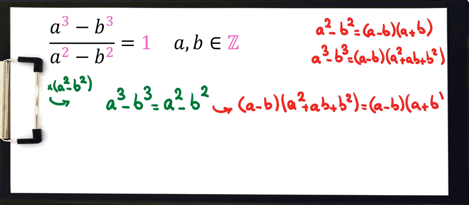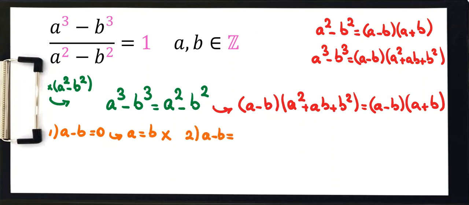So focus on both sides. We have something in common. Yes, we have a minus b in common. So we should consider two cases. If we want to divide, a minus b shouldn't be 0. So first case, we consider a minus b equal to 0, meaning a equals b. But the denominator is bad. The denominator will be 0 here. So we shouldn't consider this case.